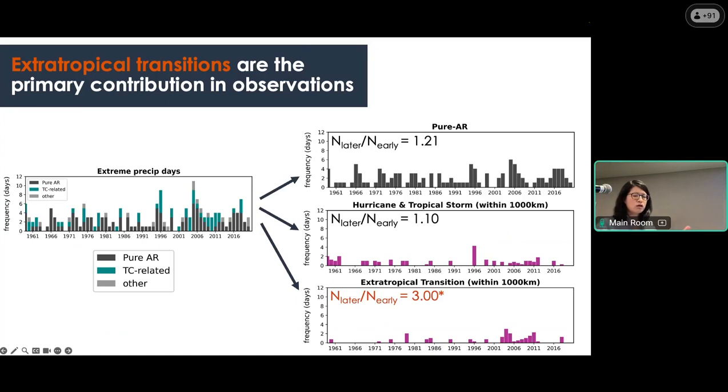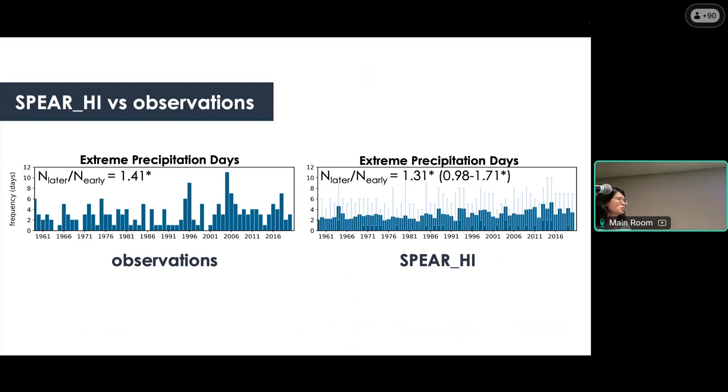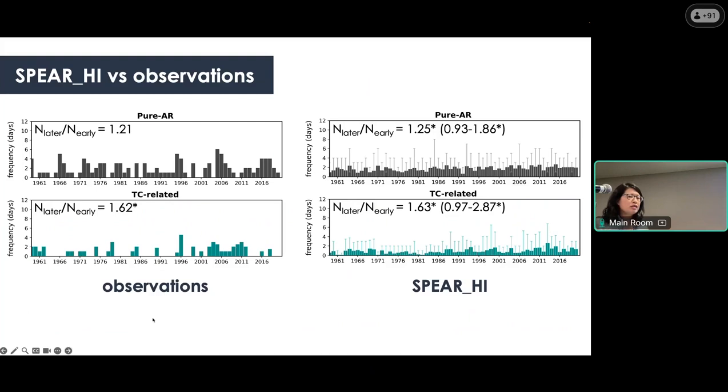So then we can apply the same analysis to SPEAR high historical simulations. So for extreme precipitation days, SPEAR high ensembles simulate similar increasing ratios for the later period, the later three decades, versus the early three decades. And for the relative contributions of atmospheric rivers and the tropical cyclone related events, SPEAR also simulates similar contributions compared with the observations.